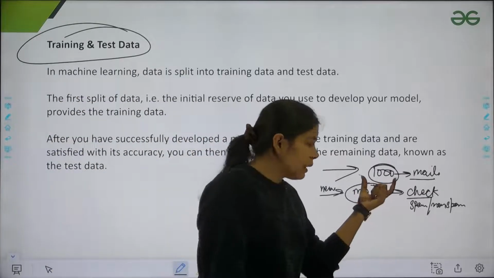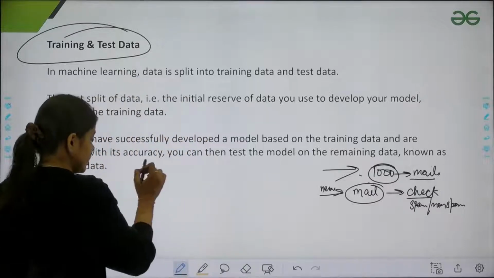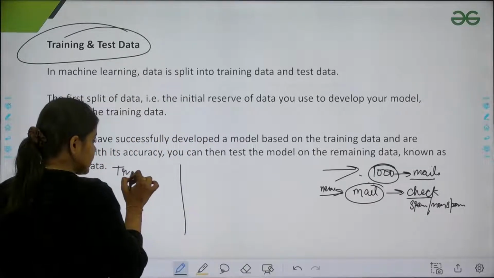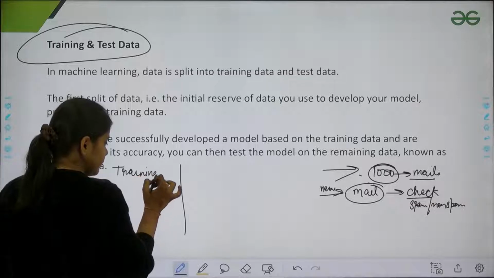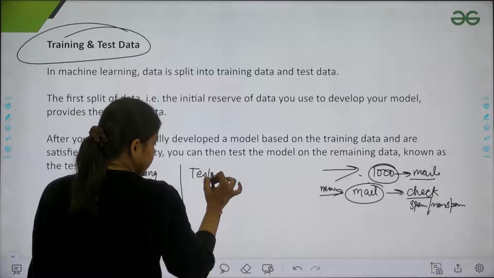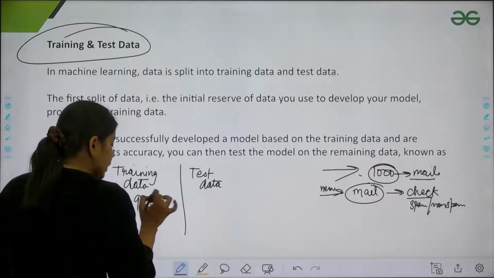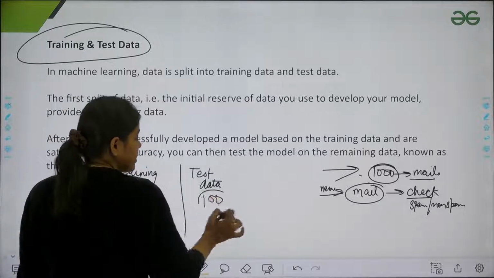So the initial data which I have of 1000 mails, what would I do? I'll divide this data set into training data and test data, right? So let's say in training data I am giving 900 emails, I'll give 100 emails in test data.